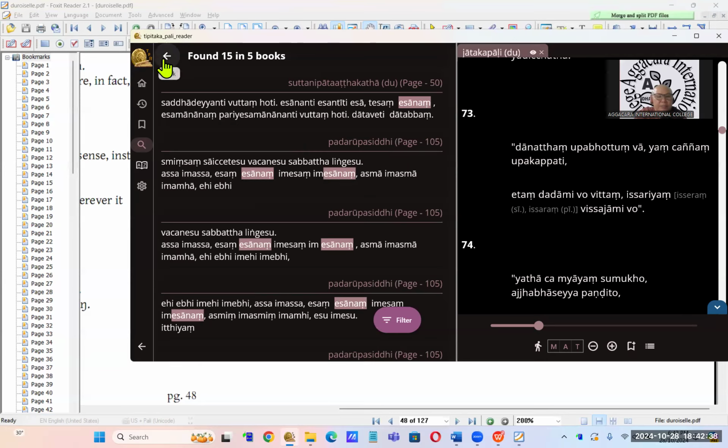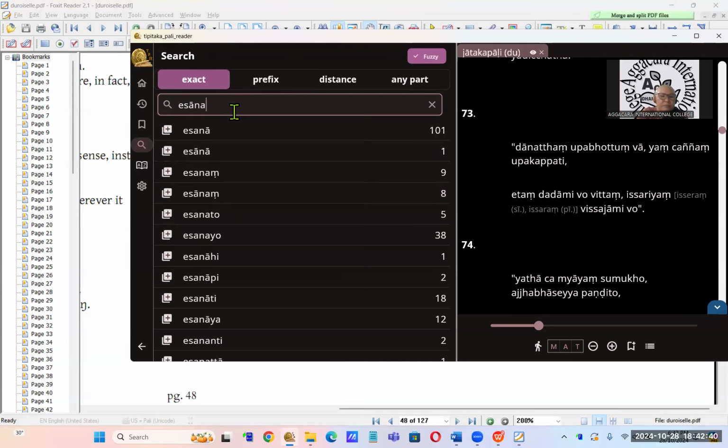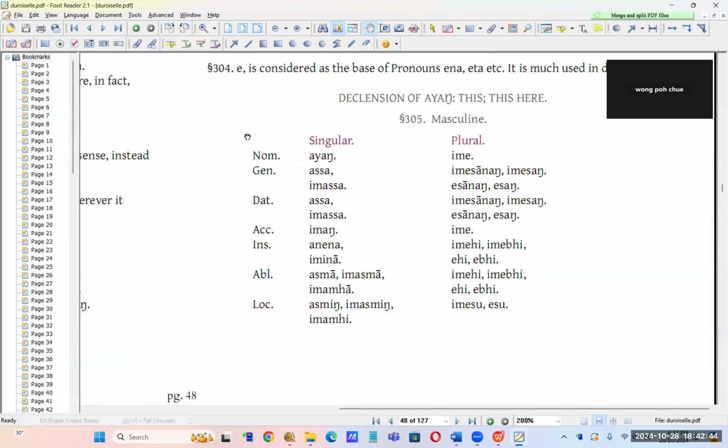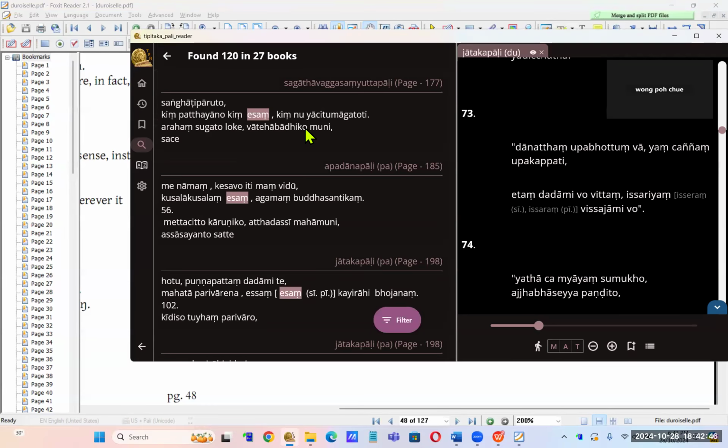How about esam? Esam. Oh, page 59. Oh, really, there is this esam. There's really esam here, even like this esam with a double S also.